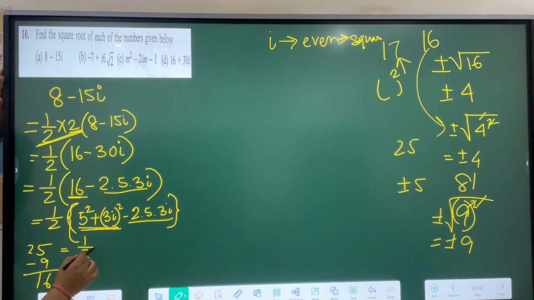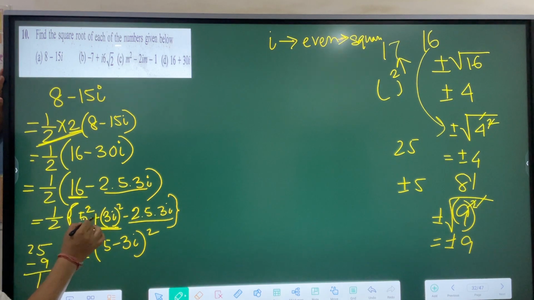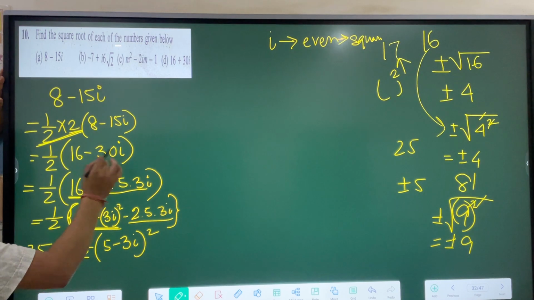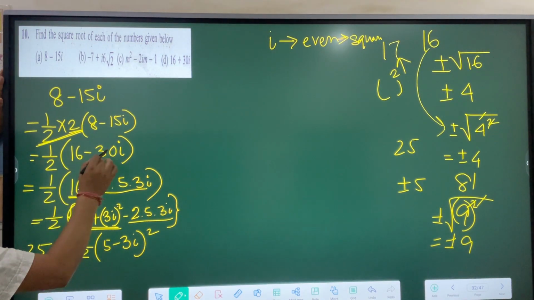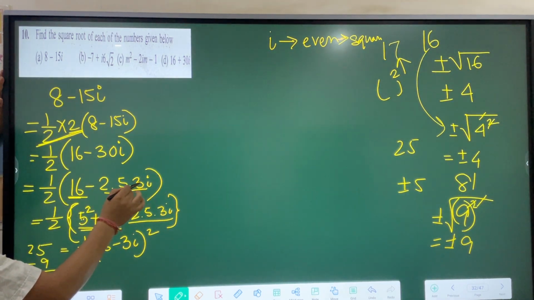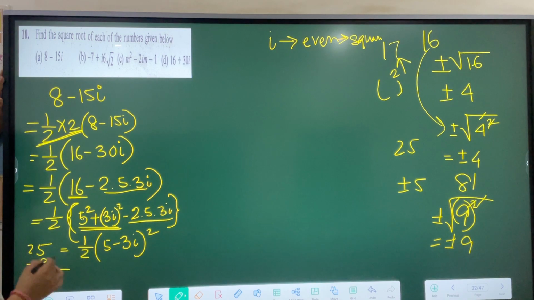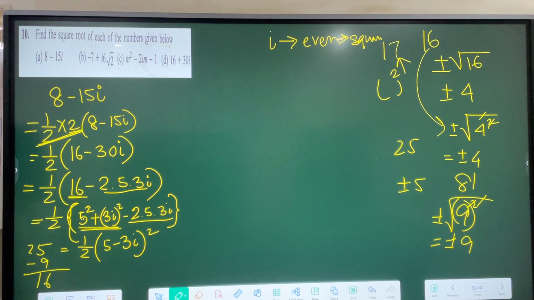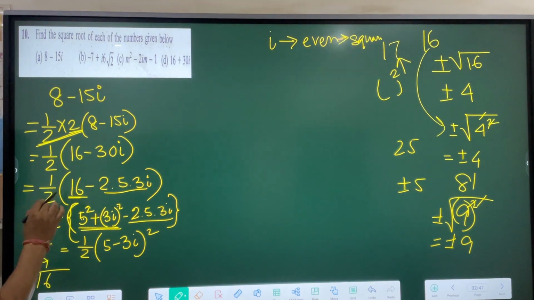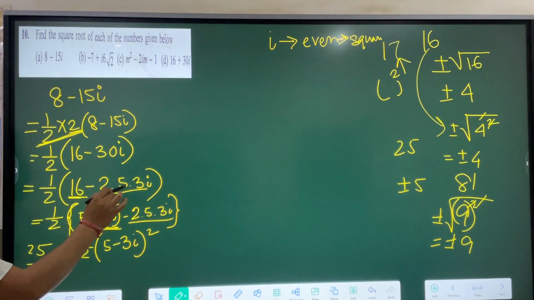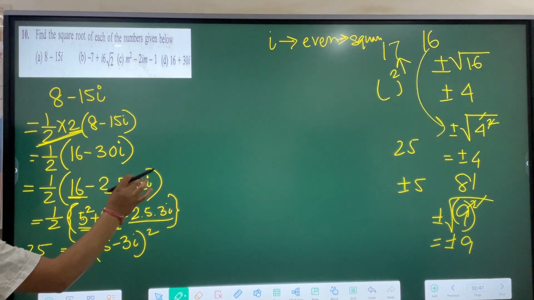So 1 by 2, 5 minus 3i whole square, from a square plus b square minus 2ab, a minus b whole square. Now i was there with 30. So why is i not written with 5? i is written with 3, so b is 3i. Why? How do we come to know whether i will be written with 5 or with 3? That's a question. But see, always, if this number is positive, then i will be kept with the smaller number.